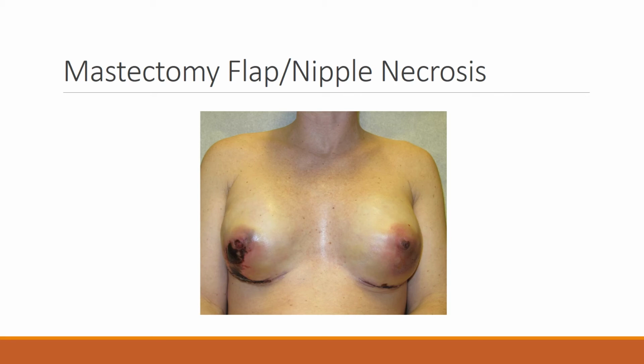If this happens, it is very difficult to be able to maintain either an expander or implant in the pocket. This can be fixed by either removing the dead skin and placing either a smaller implant or maybe even a tissue expander into the pocket, letting things heal, and then continuing with the process subsequent to that.